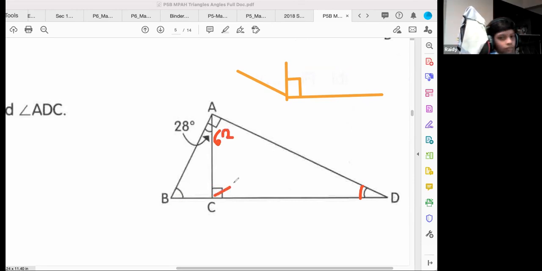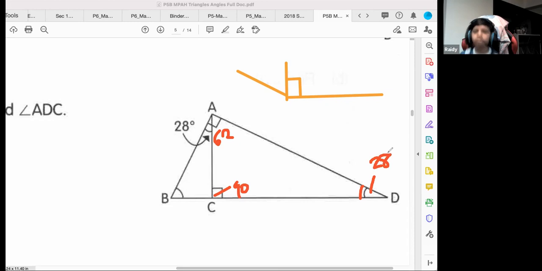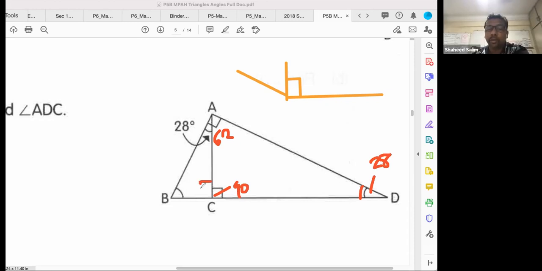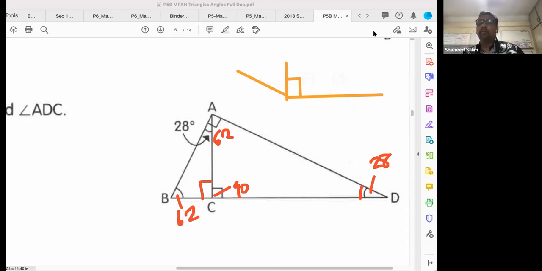Then this one is 90. So you take 180 minus 90 minus 62, you get 28. It's actually the same triangle, you know. Can you see now? These are two similar triangles. Look. Yes, I can see 62, 62, 28, 28, 90, 90. Okay, we move on.